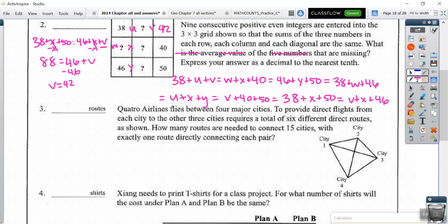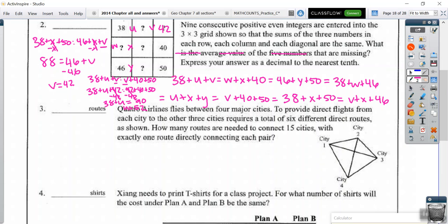And then we know that 38 plus U plus V is equal to V plus 40 plus 50. But we know that V is equal to 42, which we just found in the last equation. So we can say 38 plus U plus 42 is equal to 42 plus 40 plus 50. And we can also just subtract over this 42, and then those cancel out. So then we have 90 equals 38 plus U, and then U equals 52.